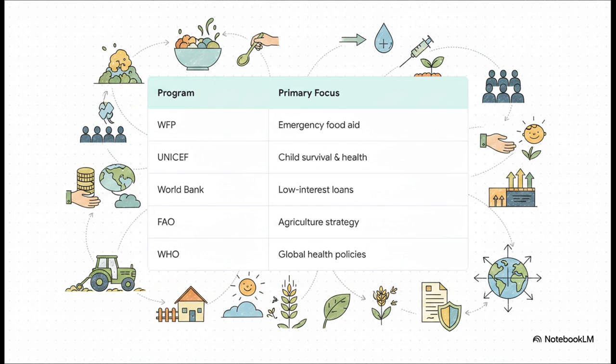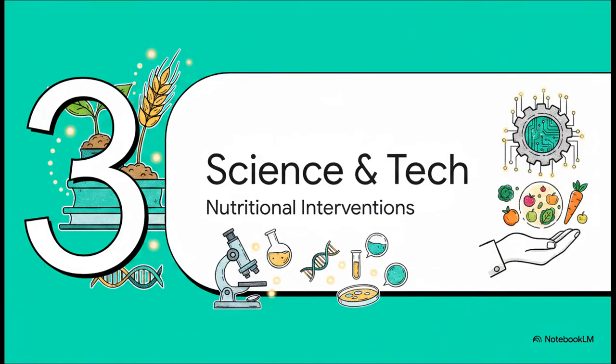The FAO targets the actual farming, developing strategies for agricultural sustainability and decreasing rural poverty. And finally, the WHO coordinates all of this on a global health level, setting the evidence-based policies. Together, they form this massive, comprehensive web of support. Section 3. Science and nutritional tech.